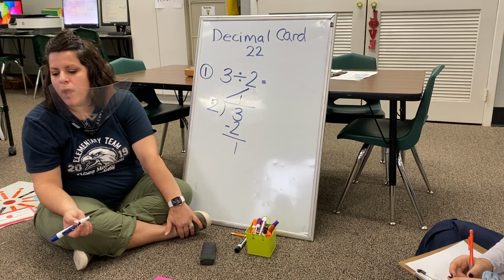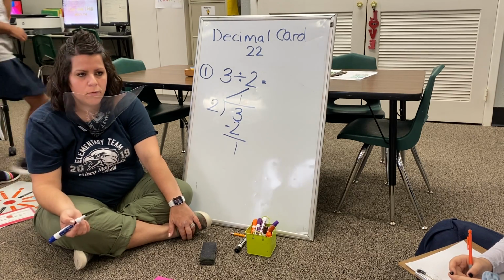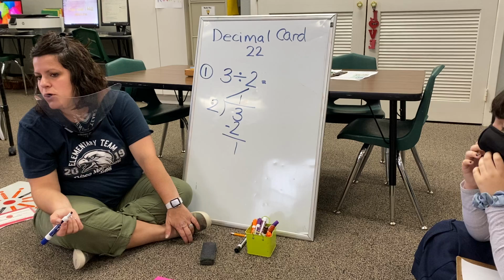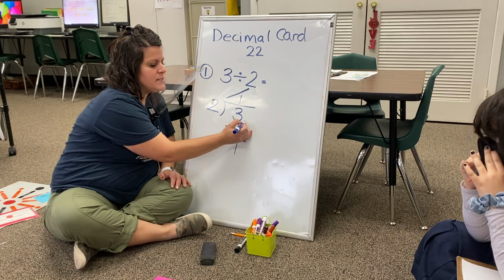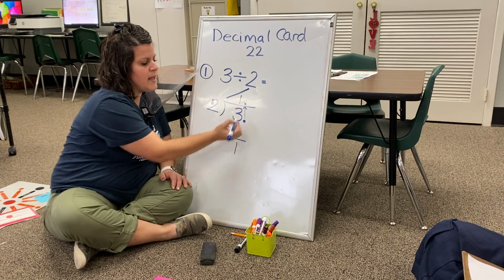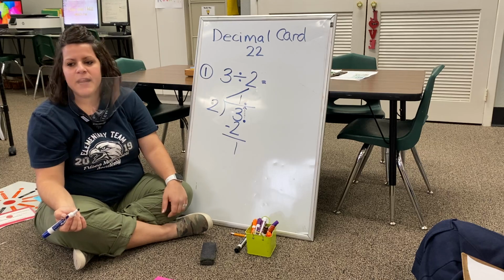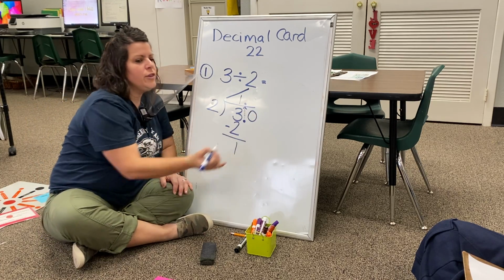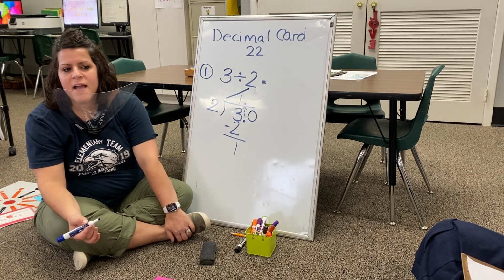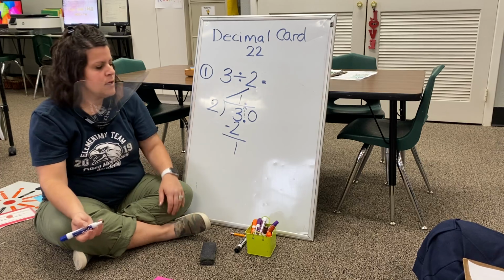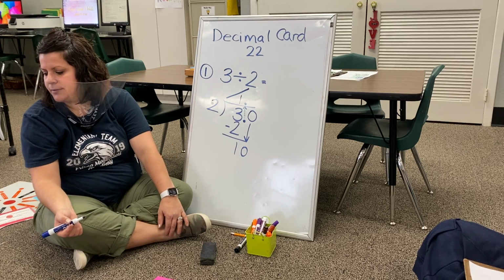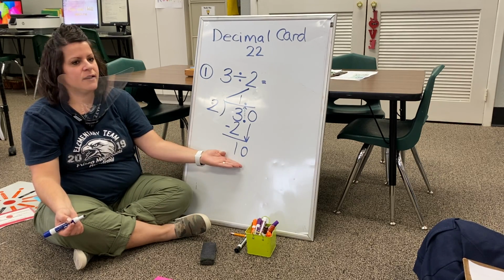Now, I do not want a remainder, so in order to continue this problem and divide until there's no remainder, we are going to put a decimal here and a decimal here. It's going to travel straight up. And I'm going to put a 0. 3.0 is the same as 3 wholes. I have not changed the value. But now I can put my 0 down here, and I treat this as a 10.